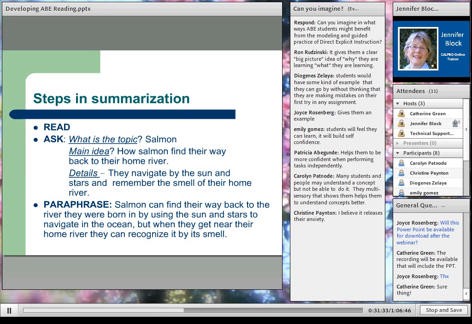And you can then guide them into the idea that you can combine all these ideas and put them into one sentence. And this is just one example, maybe not the most perfect, but it's one example. Salmon can find their way back to the river they were born in by using the sun and stars to navigate in the ocean, but when they get near their home river, they can recognize it by its smell. So we have paraphrased and summarized in one sentence this paragraph.